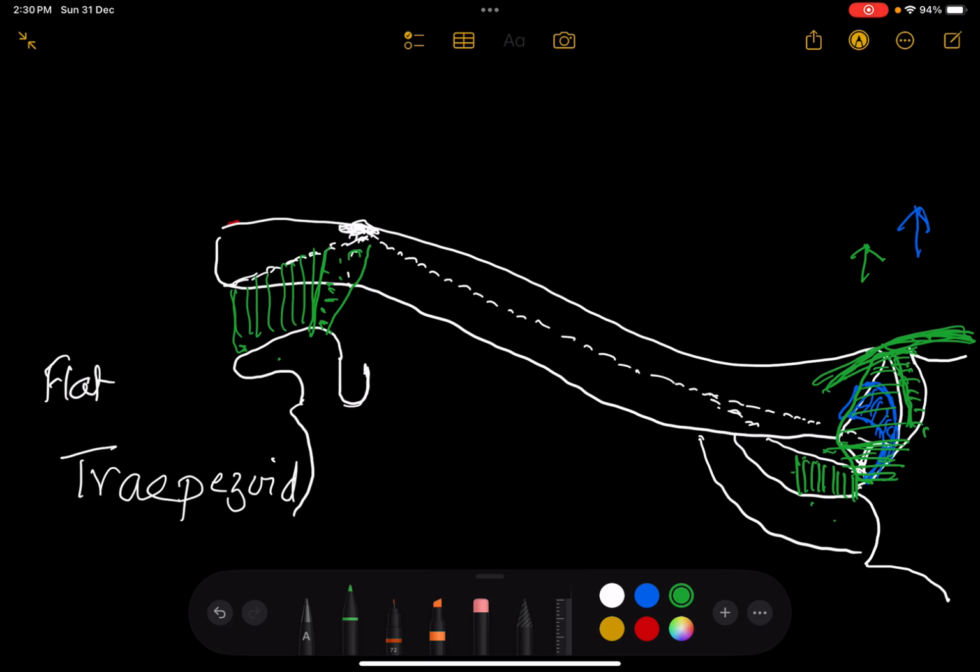Now, the lateral end articulates with the acromion process. This acromion process would be directed towards the posterior surface of the scapula. So this is the acromion process, and here you have the acromioclavicular capsule.